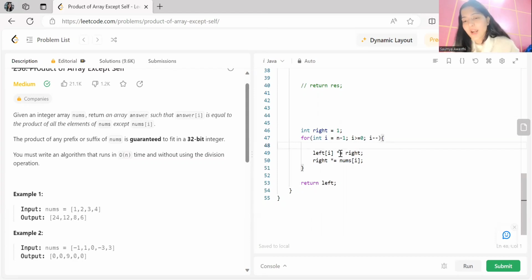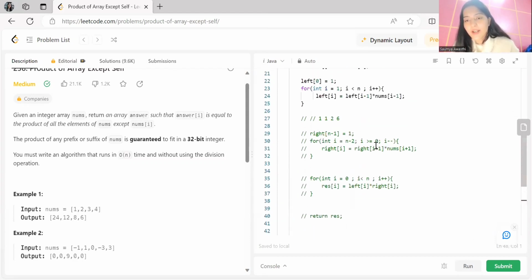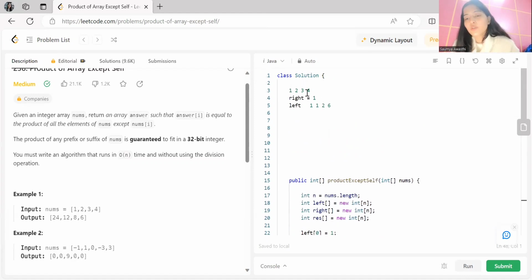And we are updating the left of I as left of I multiplied by right. Now as we move ahead, we have to count this element. So 4 into 1, this time we will get 4, right? For that particular index, in the left we already have the product, 2. And in the right variable we also have the product. 4 into 2, we will get 8.